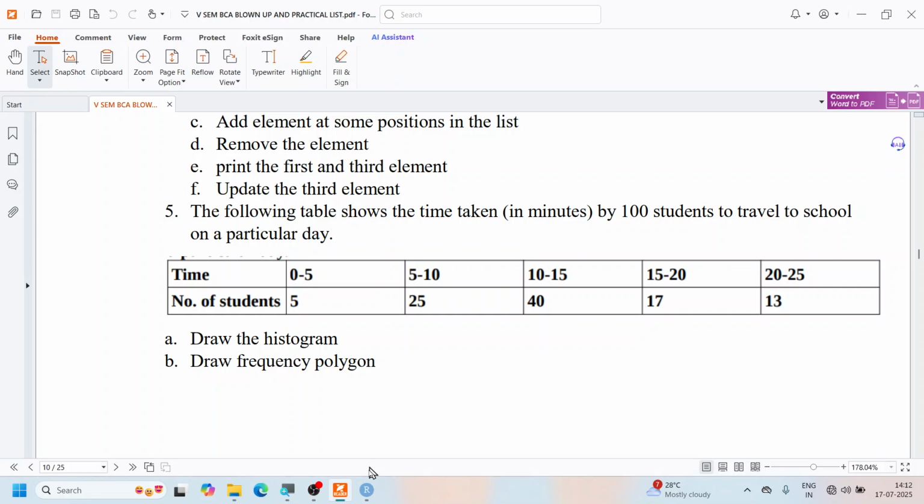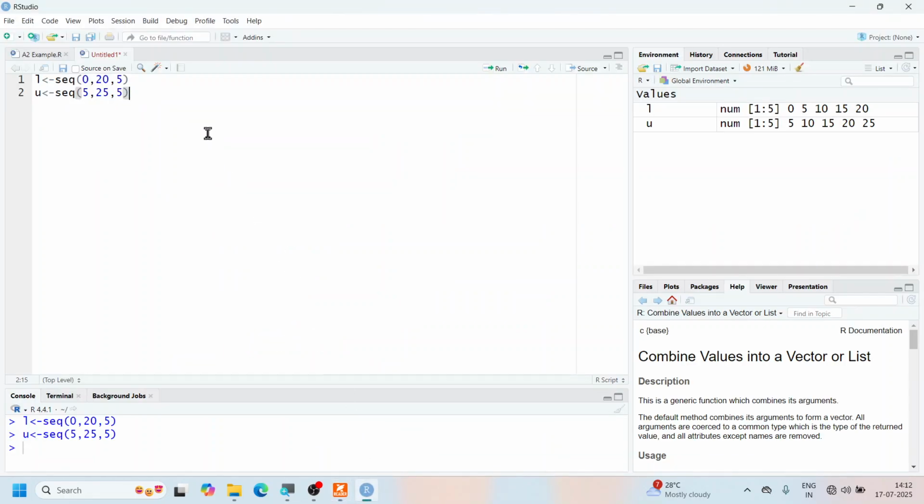Next part is number of students. So let's get that, number of students. I'm going to call it number STD. And what is this number STD? Number STD is the sequence of the vector here.